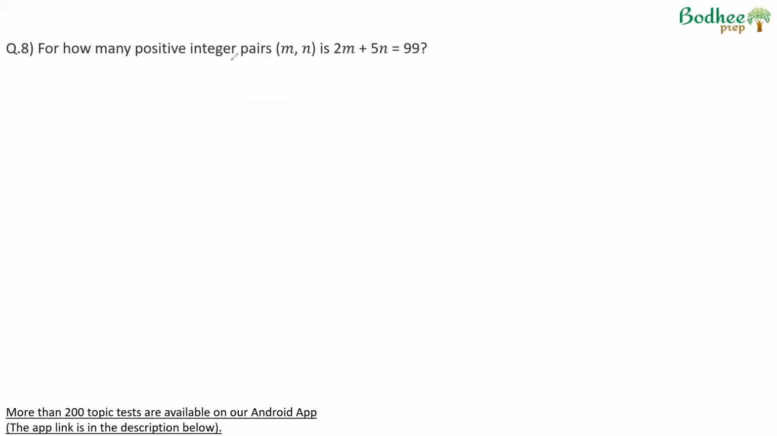For how many positive integer pairs (m, n) is 2m plus 5n equal to 99? Now, if 2m plus 5n is 99, we can say 2m is 99 minus 5n, or m is equal to (99 minus 5n) upon 2. Now, since we are dividing by 2, the numerator has to be even.